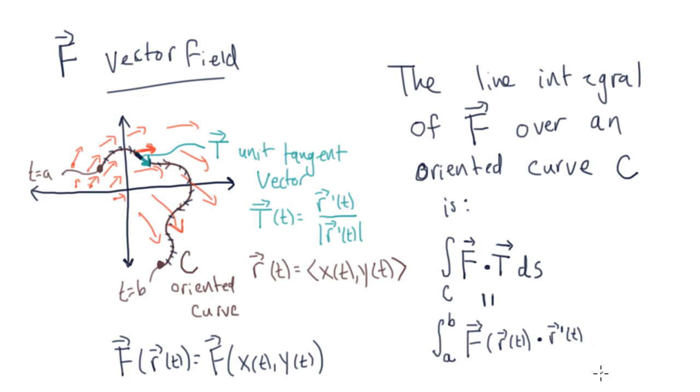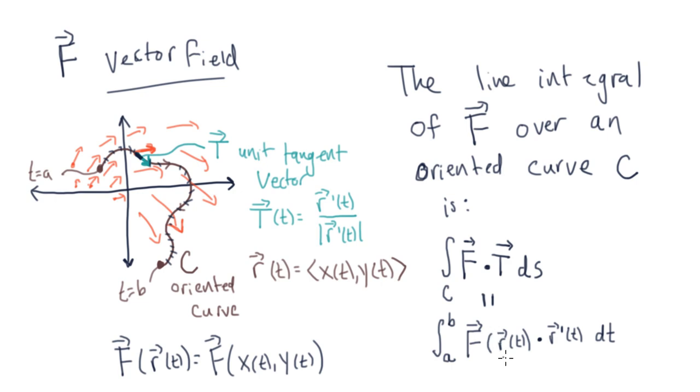Okay, and so notice, that's F, and then I have the unit tangent vector. And I'm going to be dividing out by this r prime of t, the length of r prime of t. So that's really it. And then I have dt. So this is the line integral of this vector field over this parameterized curve.